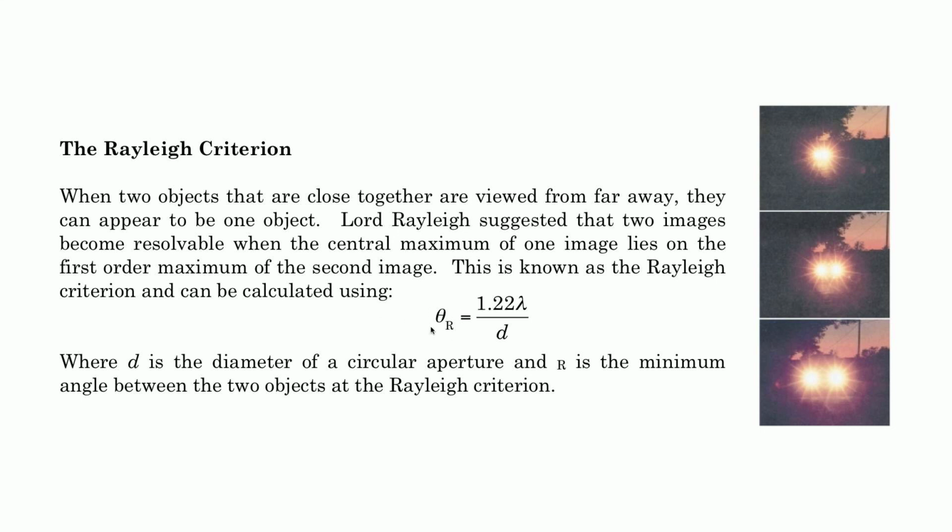So the angle at which that occurs, he worked out as 1.22 lambda over d, where d is the diameter of a circular aperture, and theta r is the minimum angle between any 2 objects. So really, your eye is a circular aperture, and this has applications in human optics. So when you look out and you see these 2 headlights coming, the diameter of your pupil, the circular aperture, and basically the minimum angle from where you are to these 2 objects will tell you whether or not you're going to be able to see either one image or 2 images.